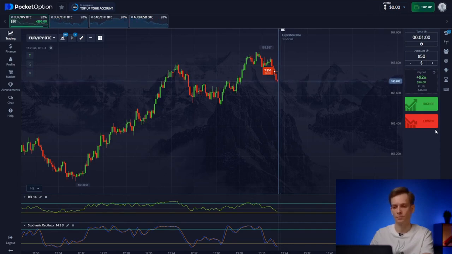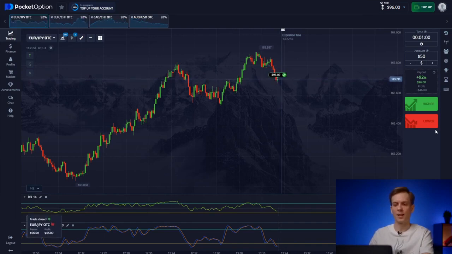Just a bit more to go. The trade is almost wrapped up. Great, well done. I've just made $96 in profit. Now let's move on to the next currency pair.